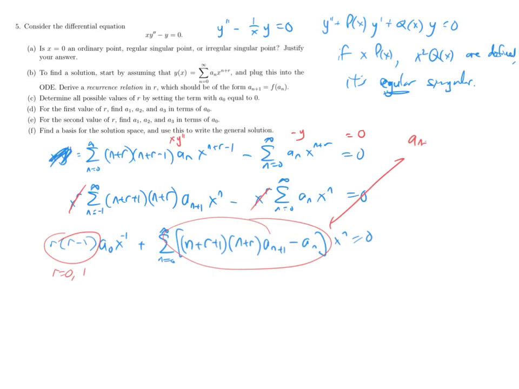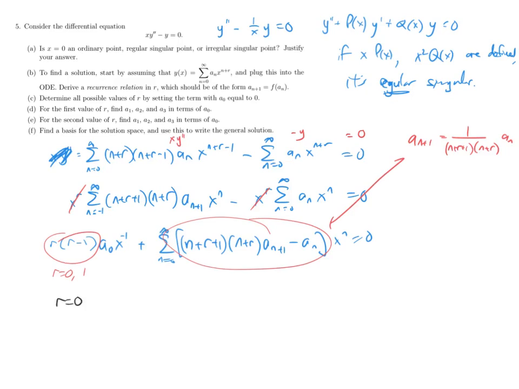You get a_{n+1} = 1/((n+r+1)(n+r)) a_n. So that's the recurrence. That right there is parts A, B, and C. And for the first value of r, find a1, a2, a3. So let's do r equals 0.